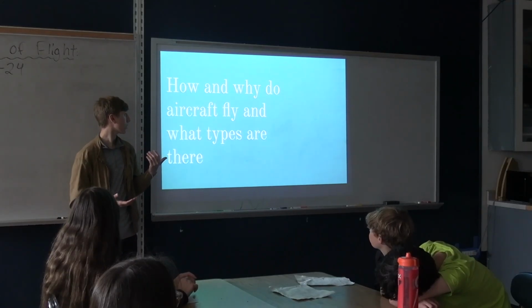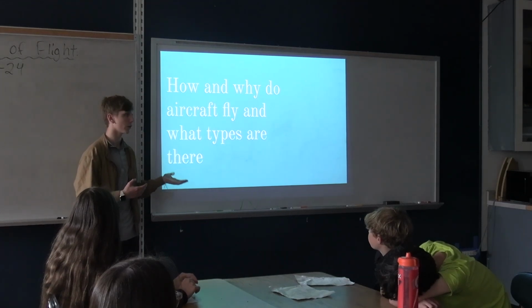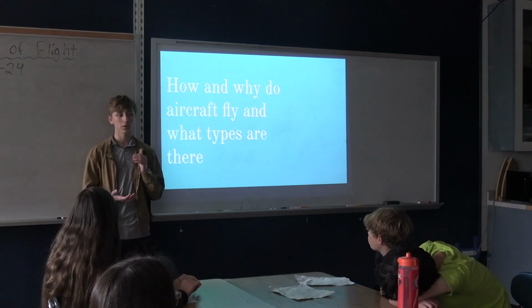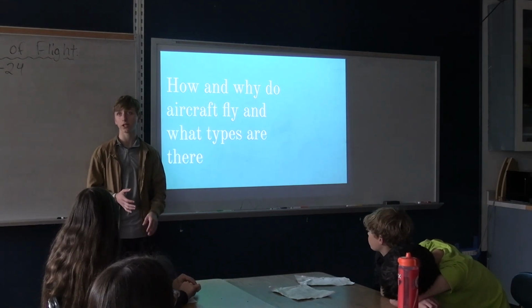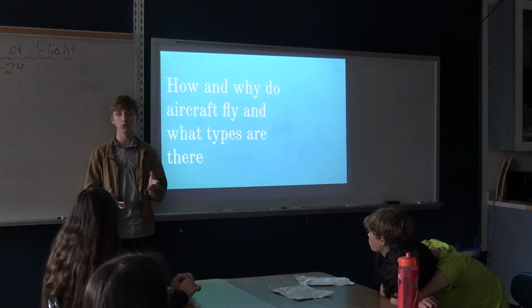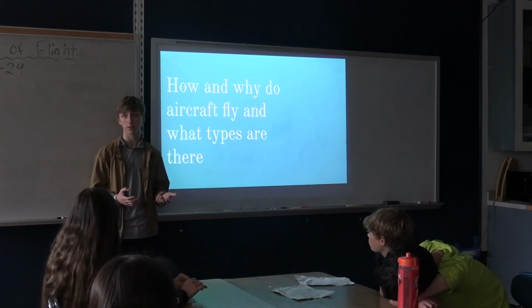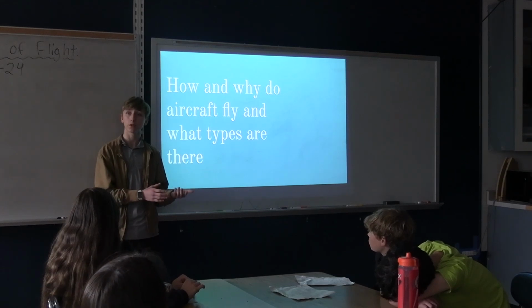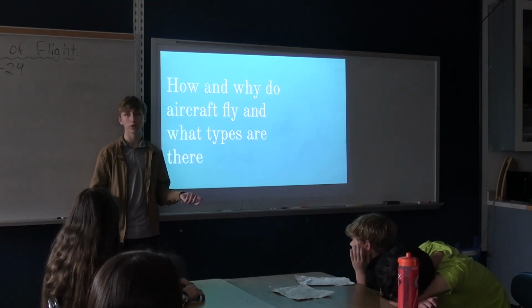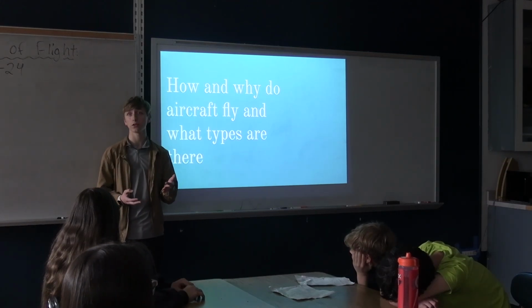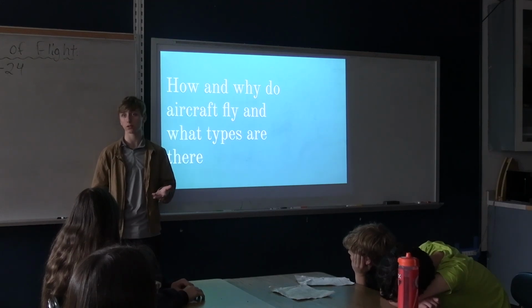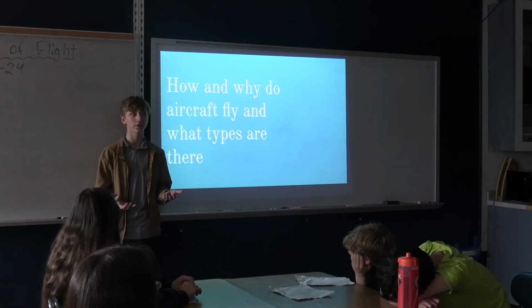So, how and why do aircraft fly, and what types are there? There are hundreds of different types of aircraft, from subsonic and supersonic, to jets, to turbofans, to propeller, to glider. Each type of plane is referred to by its engine type. Propeller planes are called propeller planes because they use a propeller to create thrust. Gliders glide, they don't create thrust. A turbofan uses what's known as a turbofan to create thrust. Jets use jets. It's pretty self-explanatory.